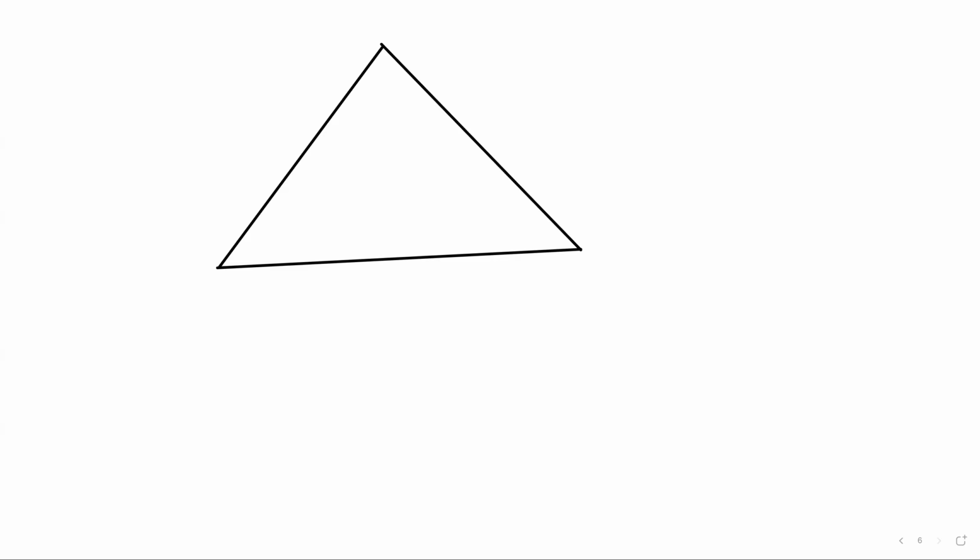All right, so let's say I have this triangle. This is triangle ABC. Let's say this side is 20 cm, this side is 30 cm, and this side is 60 cm. Right? And I want to find angle A.